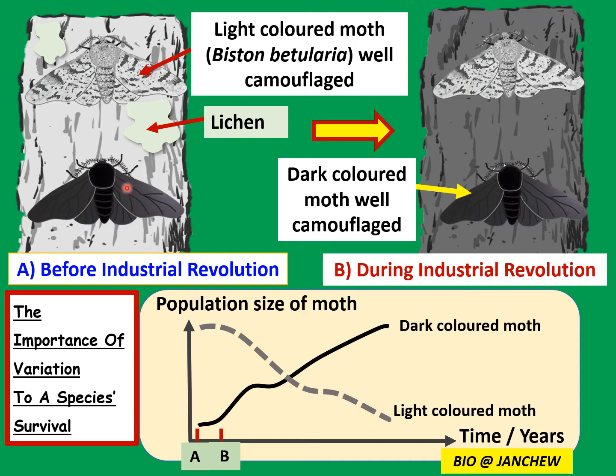So during or before the Industrial Revolution, the moth likes to land on the tree trunks, and the light-colored moth was very well camouflaged, meaning that it had the ability to match the colors of its body to the background and blend in well with the environment, so as to remain hidden from predators, such as the birds who like to eat the moths. So it was well camouflaged and not clearly seen by the birds.